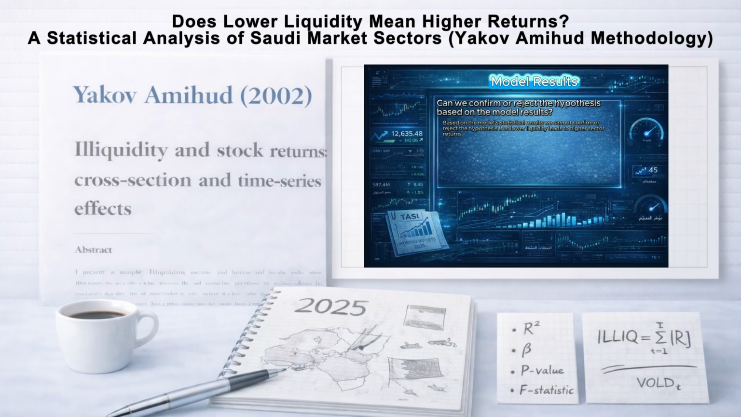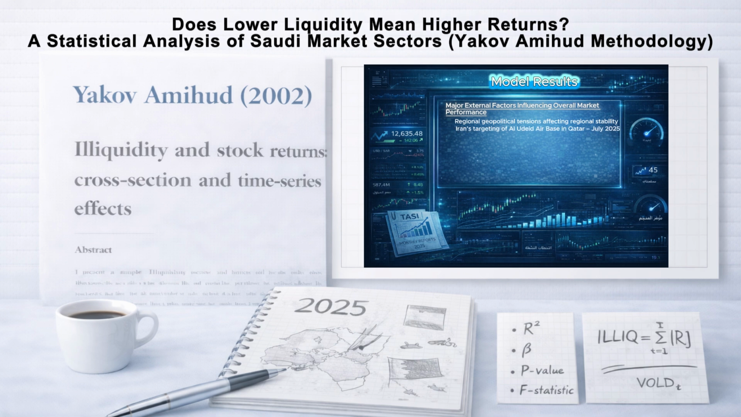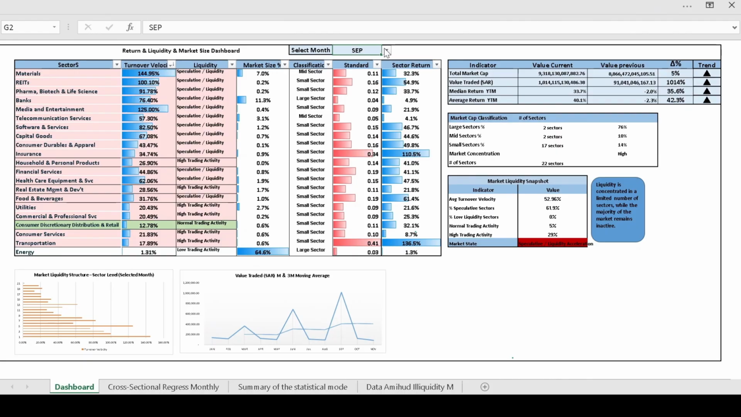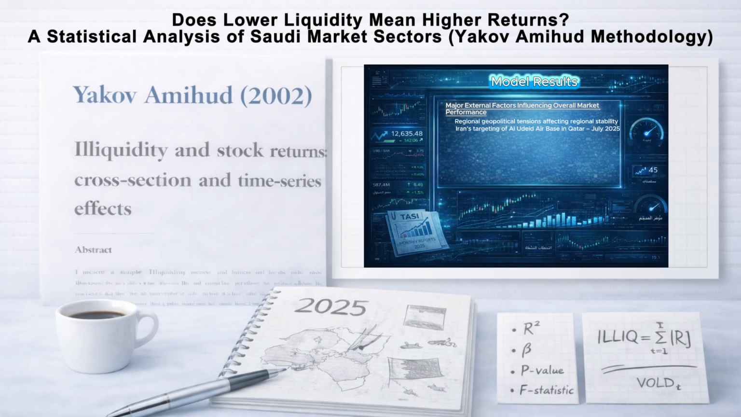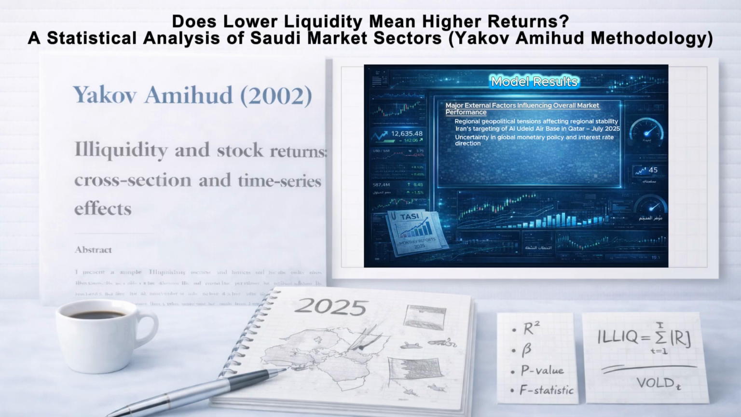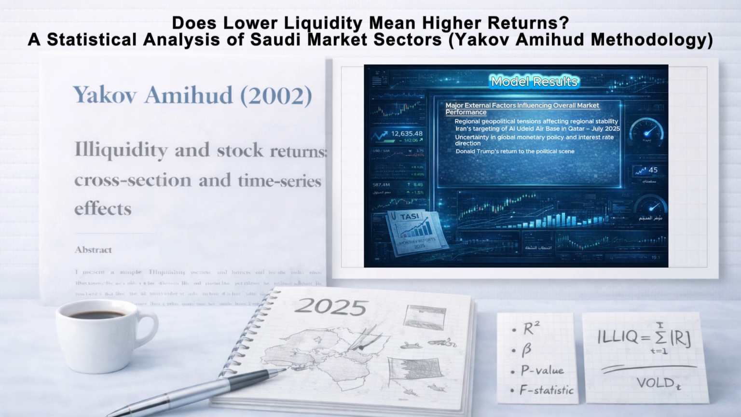During 2025, several external factors affected the market as a whole. For example, regional geopolitical tensions and the expansion of conflicts in the region, the targeting of Al-Udeid base in Qatar at the end of July, which we can clearly see reflected in the Saudi market performance during the period, as shown in the dashboard. In addition, global monetary policy uncertainty and the unclear direction of interest rates. And finally, the return of Donald Trump to the political scene, which also created uncertainty around future economic policies.